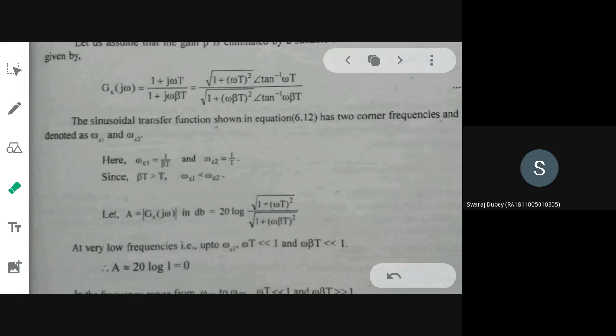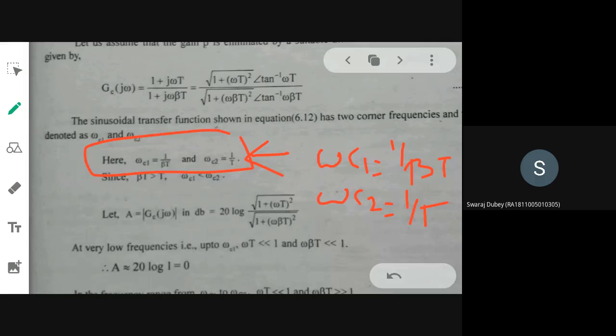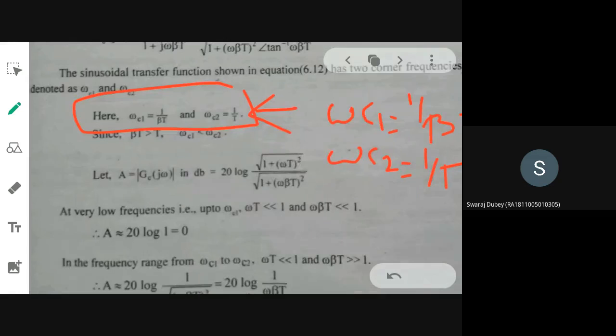Before that, you need to determine the corner frequency. So what are the two corner frequencies? How many corner frequencies are you having for the system? Two corner frequencies. What are they? You can see corner frequency number one is 1 by beta t. Corner frequency number 2 is 1 by t. So two corner frequencies you are having. And this is your gain in dB. That is why you multiply 20 log there.